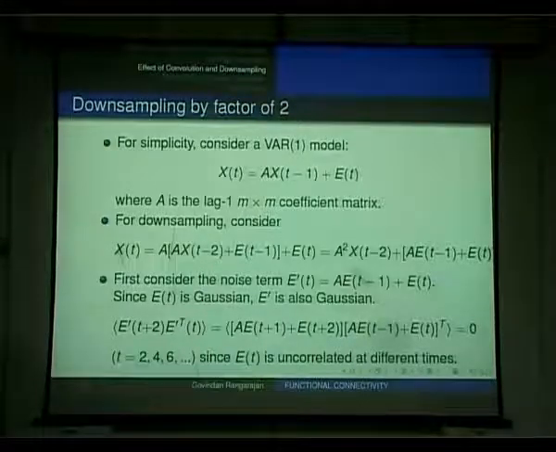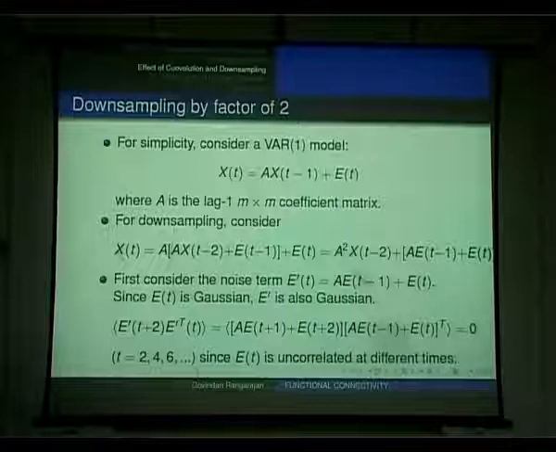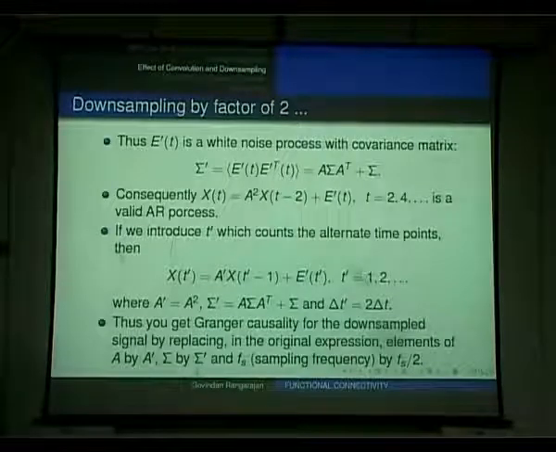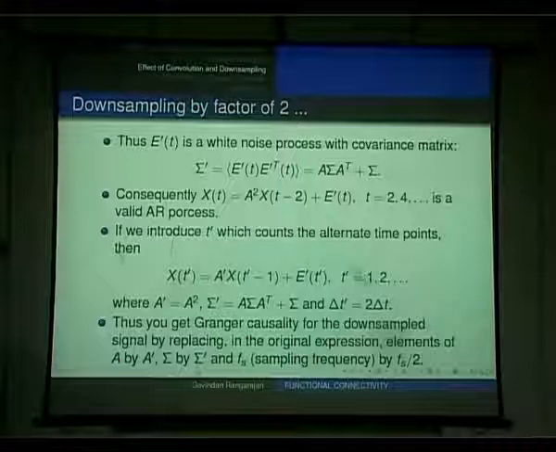I can look at properties of that and I see it's uncorrelated, so it's a white noise process and so on. Let me not do all the mathematics, and what you get is that this E prime process has this sort of covariance matrix.